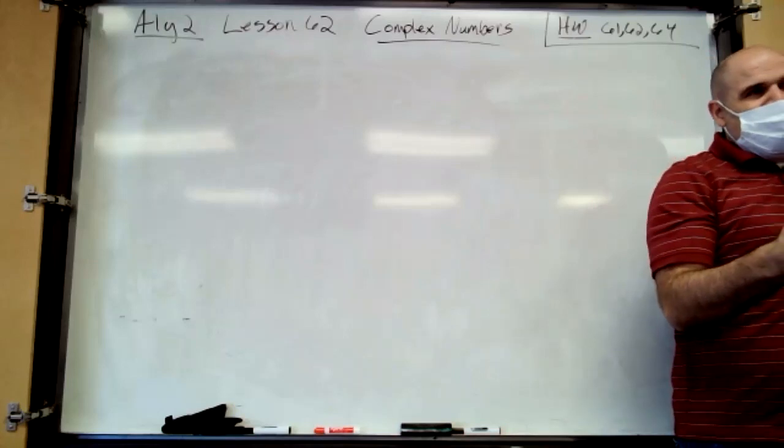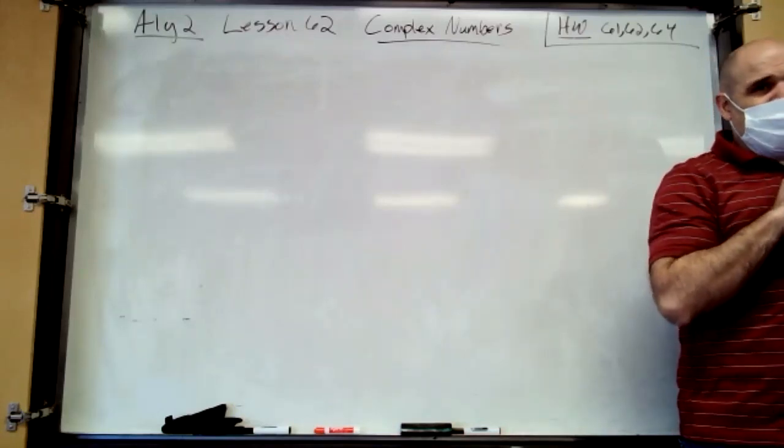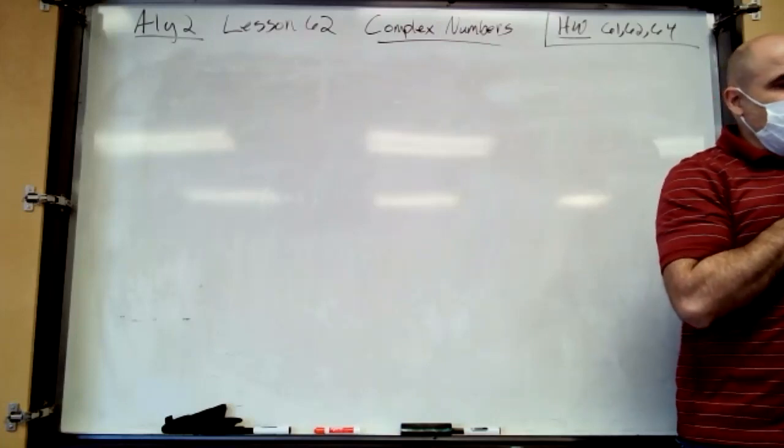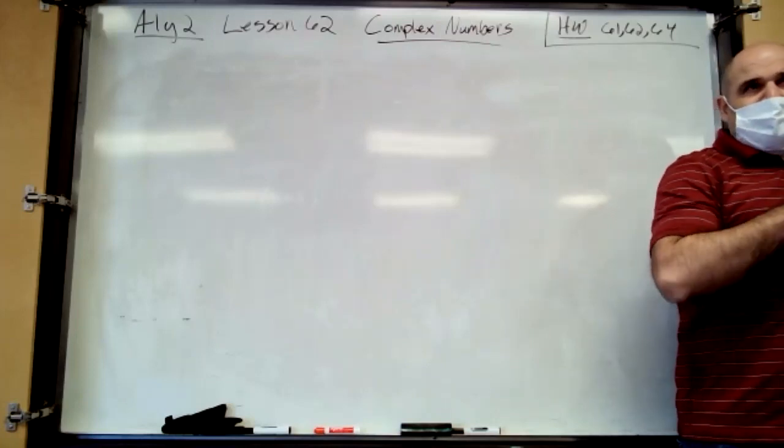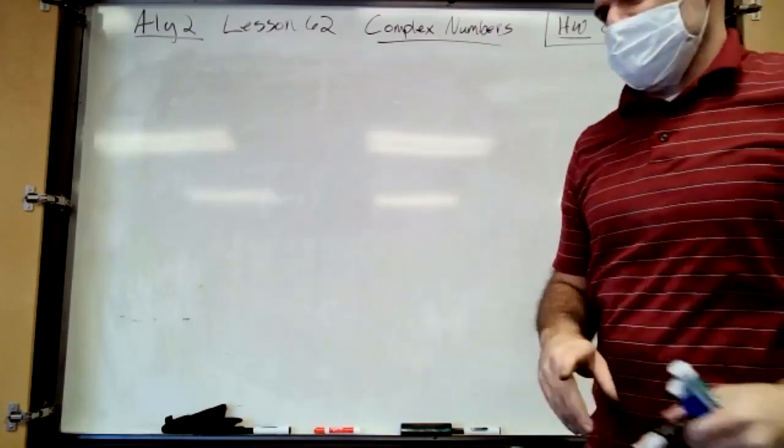Well, the square root of -1 is the only imaginary number. It's i. And i equals the square root of -1. So the square root of -9 is just 3i. But we'll talk about that in a second.